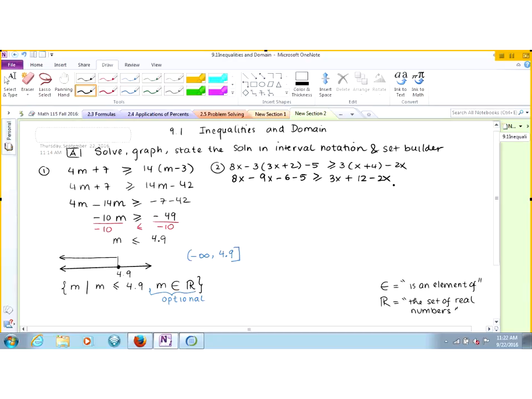Now we're combining like terms on the left and on the right. So 8x minus 9x, negative x. Negative 6 minus 5, negative 11. This is x plus 12.